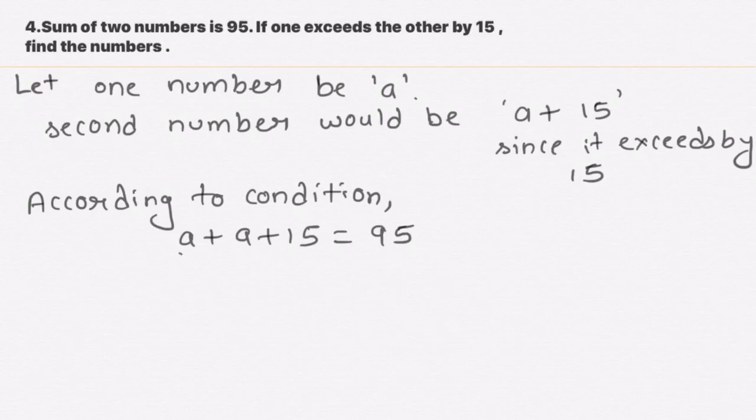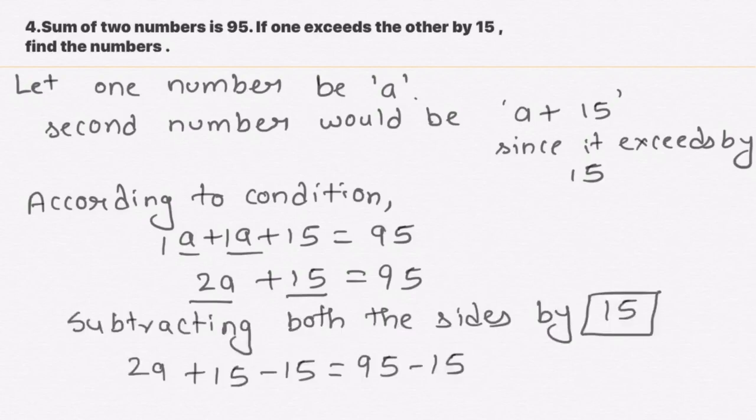Before A there is no number, means it has 1. A plus A are like terms. 1 plus 1 is equal to 2A. Plus 15 is equal to 95. Now, in this equation we want the value of A. We need to remove all the numbers which are associated with A. First we are going to remove 15 since it is added to the equation, subtracting both the side of the equation by 15. Now, plus 15 minus 15 will get cancelled. And onto the RHS side, 15 subtracted from 95 is 80. So we are left with 2A is equal to 80.